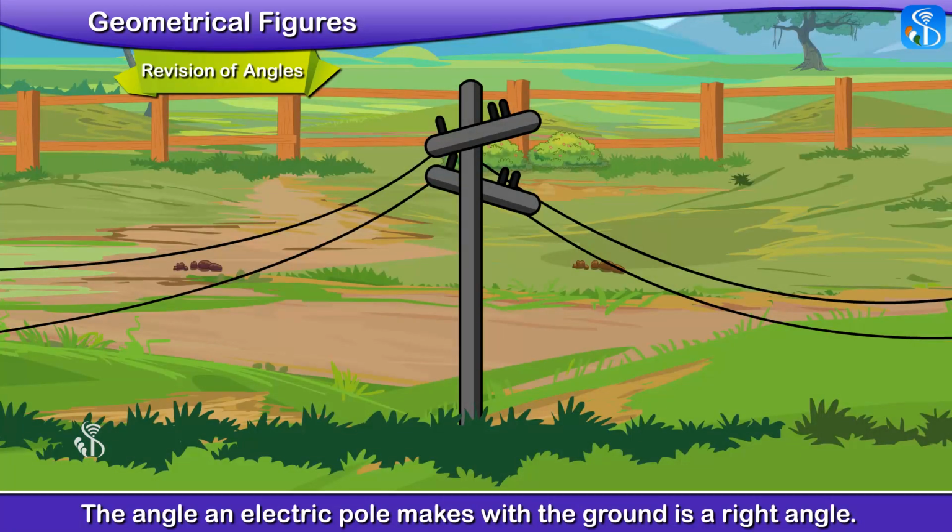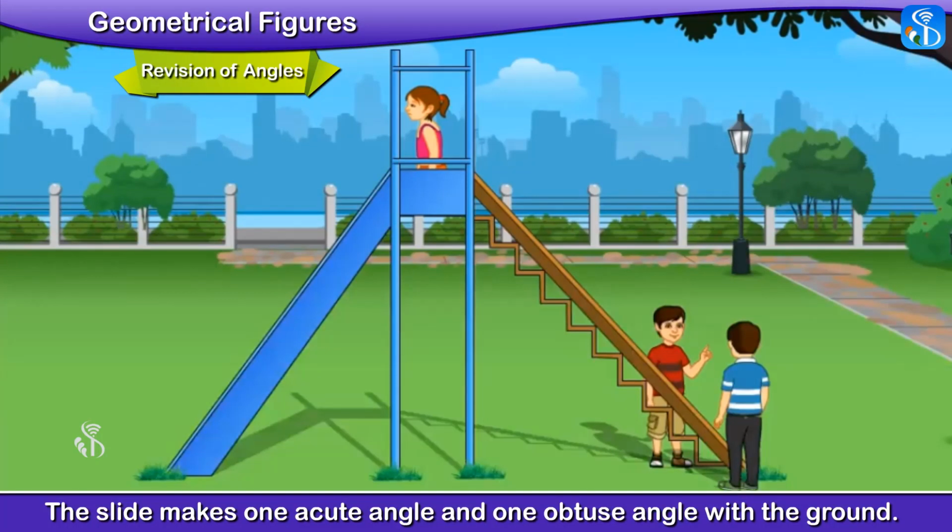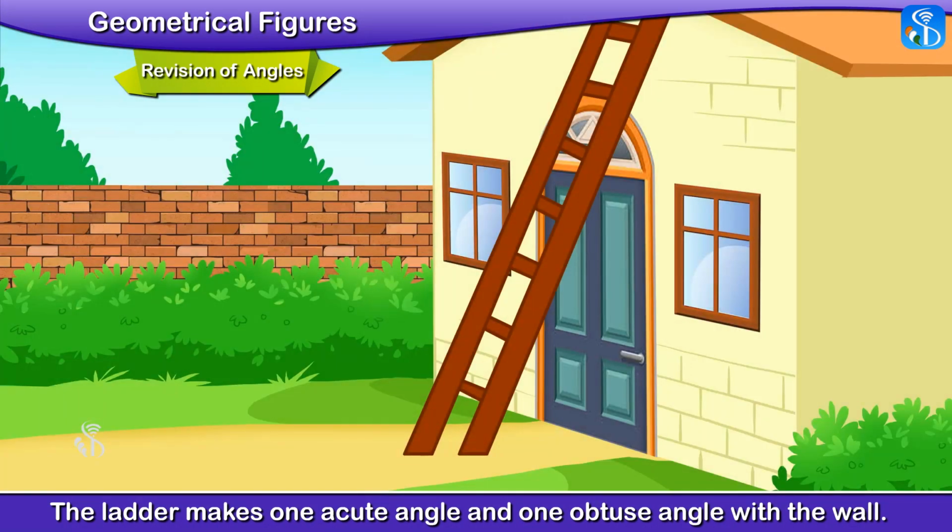The angle an electric pole makes with the ground is a right angle. The slide makes one acute angle and one obtuse angle with the ground. The ladder makes one acute angle and one obtuse angle with the wall.